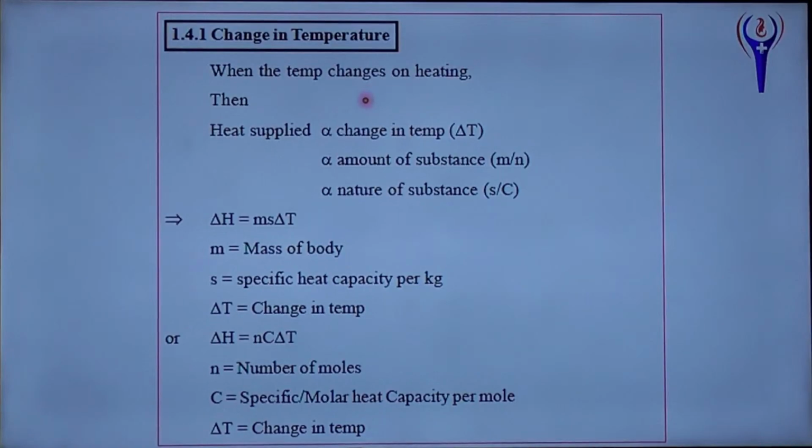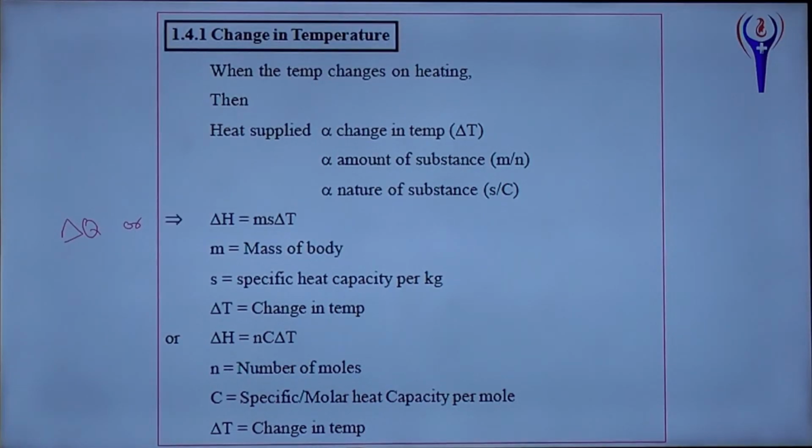And change in temperature: when the temperature changes on heating, then heat supplied is proportional to change in temperature, delta T. And heat supplied is proportional to the amount of substance. Heat supplied is proportional to the nature of the substance. And delta H or delta Q equals M S delta T. Note down this formula. Both the formulas will be used for principle of calorimetry problems. Delta H or delta Q equals M into S into delta T.